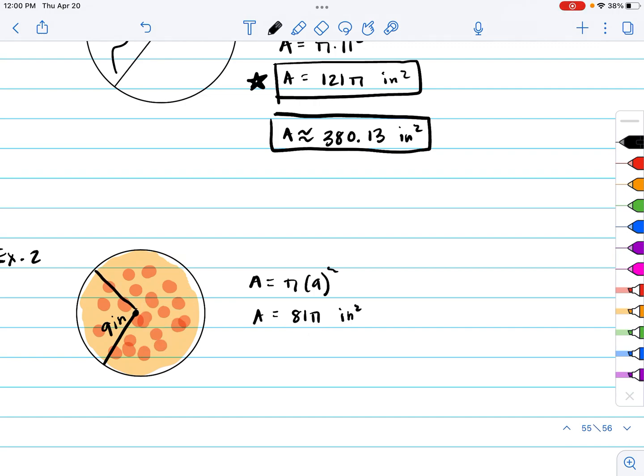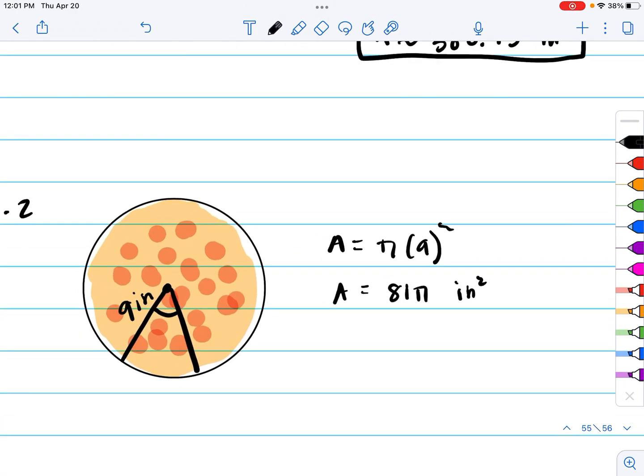Going a step further, what if I said I wanted 1/4 of the pizza? What is the area of this 1/4 of it? Well, we would obviously cut this by 4. Where it gets weird is, what if I asked for a pizza slice that actually has an angle measure? Well, let's say this angle measure is 60 degrees, okay?